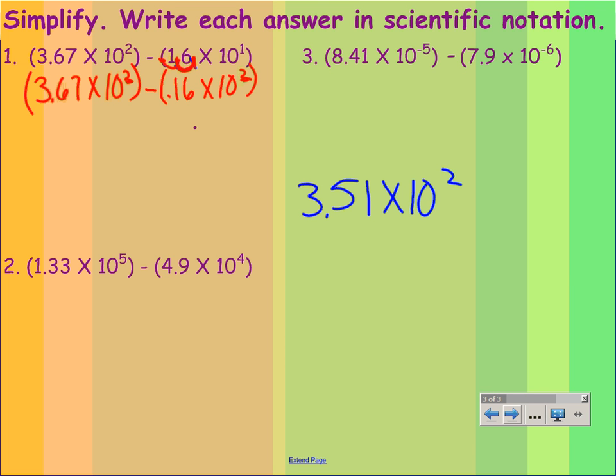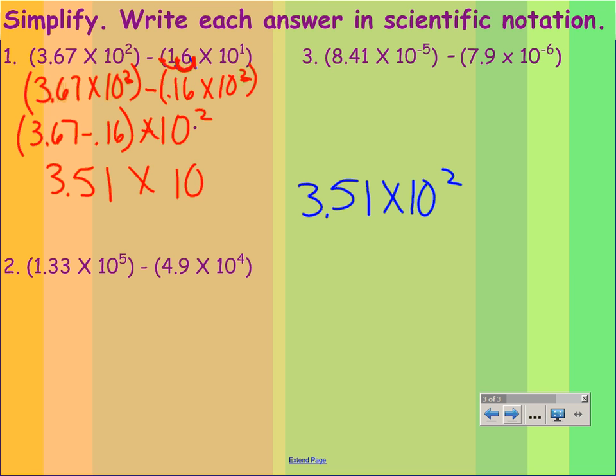So we end up with now 3.67 minus 0.16, times, that's our times 10 to the second power. So 3.67 minus 0.16 gives me 3.51 times 10 to the second. And is that in scientific notation?